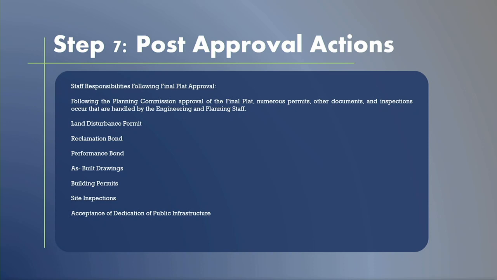Then you get into the building permit process, specifically site inspections for individual lots, and also site inspections for the overall development, looking at erosion control measures being in place. And then eventually you're going to get to acceptance of dedication of public infrastructure, so your roads, utilities, anything of that nature.